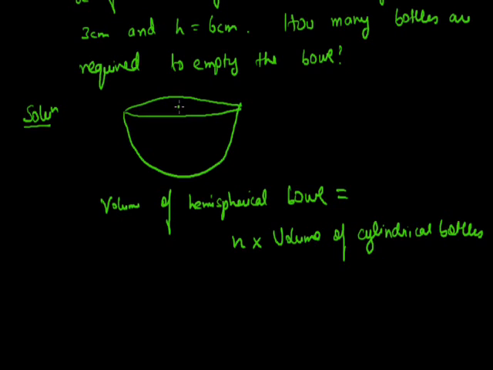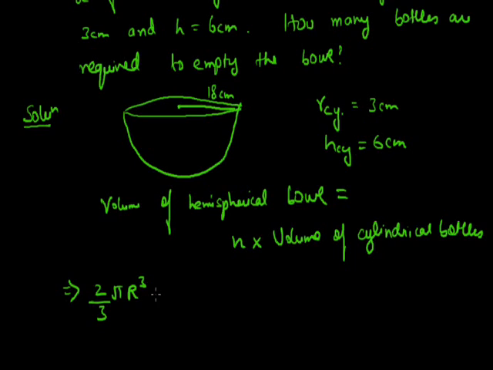In the question, the radius of this hemispherical bowl is 18 centimeter. The radius of the cylindrical bottles is 3 centimeter, and the height of the cylindrical bottles is 6 centimeter. Now we'll see how many bottles are required to empty the bowl. First we'll write down the volume of the hemispherical bowl. The volume of a hemisphere is 2 by 3 pi R cube. This will be equal to n into the volume of the cylindrical bottles. As we know, the volume of a cylinder is pi r square into h.